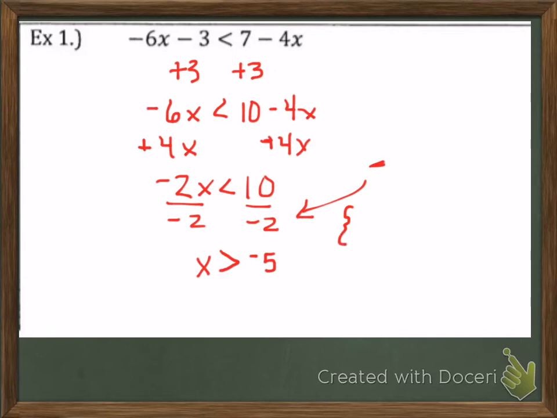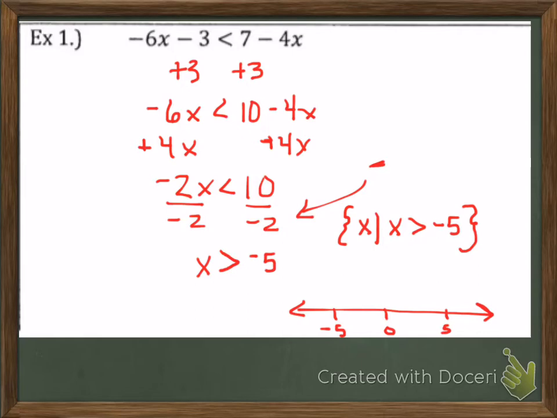So we can write our solution in a couple of ways. We use our solution set, and we would say x such that x is greater than -5. And then we can also graph our solution set. So we're going to do a little number line. We want -5 on our number line, and then a couple of reference points, so I'm going to put 0 and +5 so we can see our direction. Greater than -5 means -5 is our boundary, but it is not included, so I want an open circle. And then greater than means I am shading to the right. And there's my solution set on a number line.